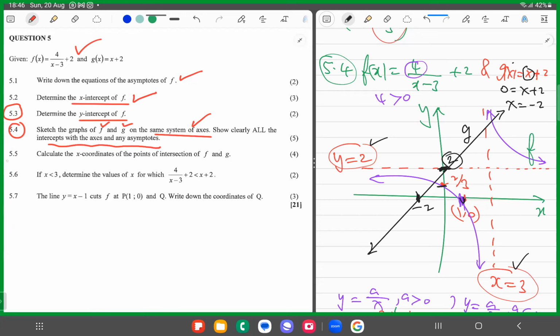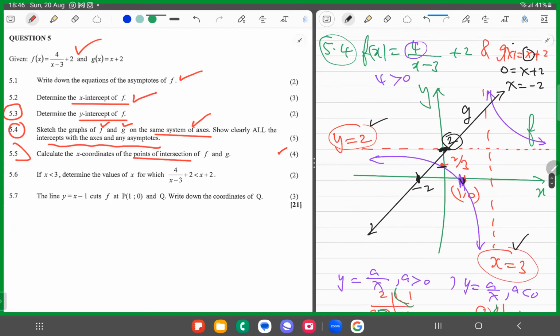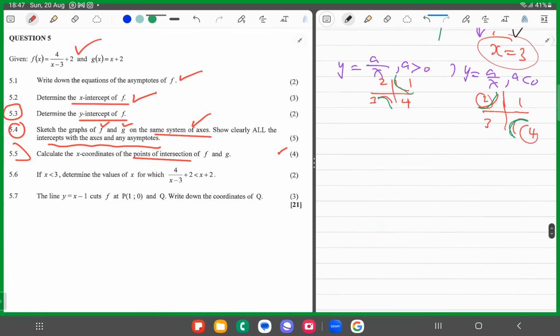Next, in 5.5, calculate the x-coordinates of the points of intersection of f and g, for a total of 4 marks. How do you deal with the points of intersection? There are a couple of things we do, but what we do is equate the two functions. We make them equal to each other. So you're going to do 5.5.